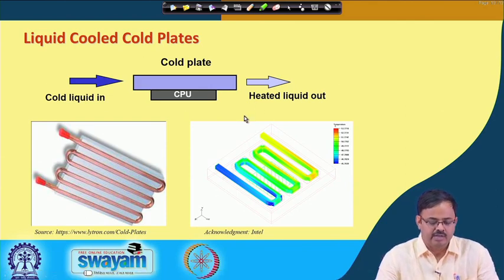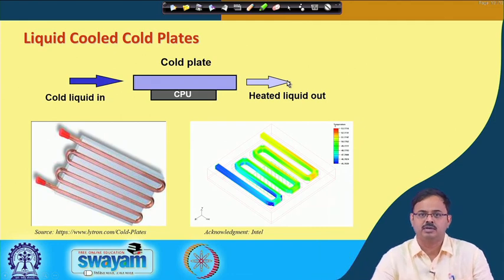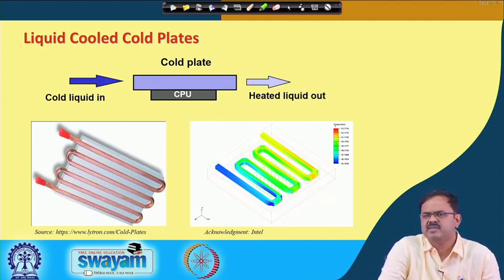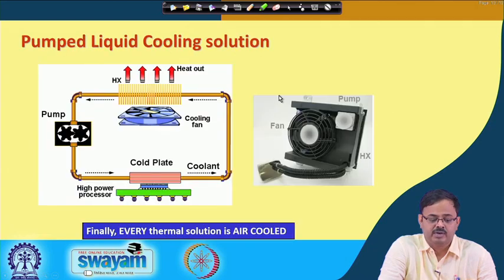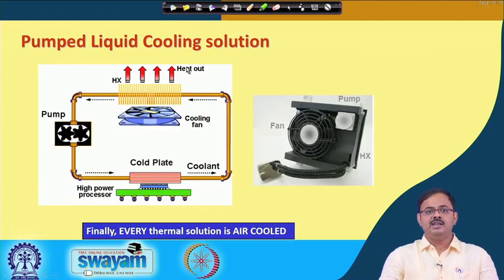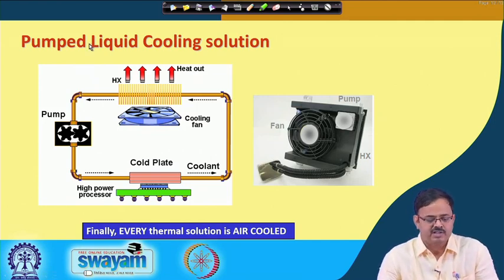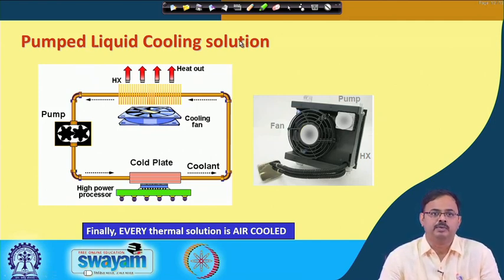All right. Now, what do I do with this heated liquid? In a heat sink, the hot air is thrown out. In our laptops, desktops, in TVs also, in many of these electronic appliances, you see this. But liquid I cannot just throw away. So, any liquid cooling solution, cold plate being one of them, is a pumped liquid cooling loop. Like you have a fan for an air cooled heat exchanger under forced convection, you need a pump for liquid cooling.